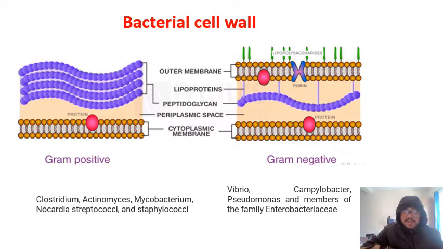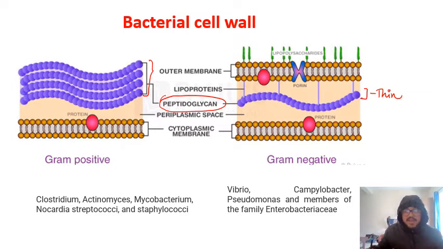Bacteria are generally classified into gram positive and gram negative. Gram positive has a very thick layer of peptidoglycan, whereas in gram negative the peptidoglycan layer is very thin. Here it is a very thin layer of peptidoglycan. This is a very thick layer of peptidoglycan.